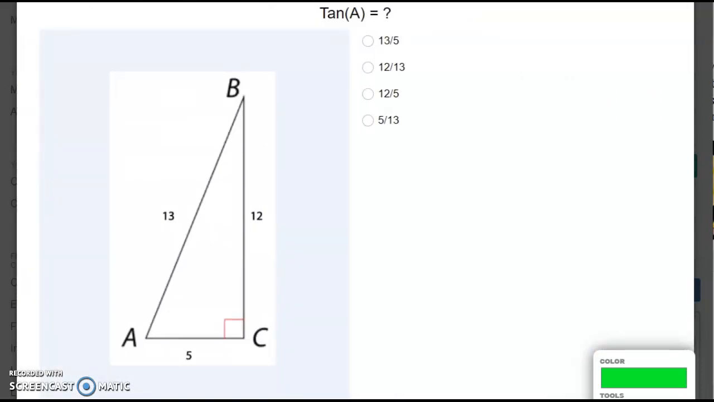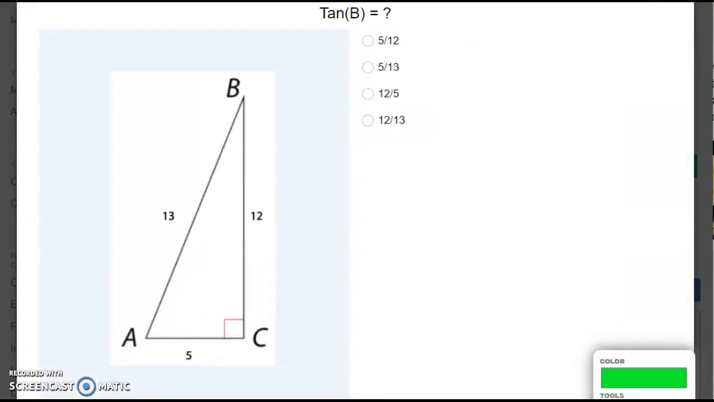Okay, so tangent of A. What's the tangent of A in this case? We're looking for this angle here. Tangent is always opposite over adjacent. So opposite over adjacent is 12 over 5. Keep that number in your head.